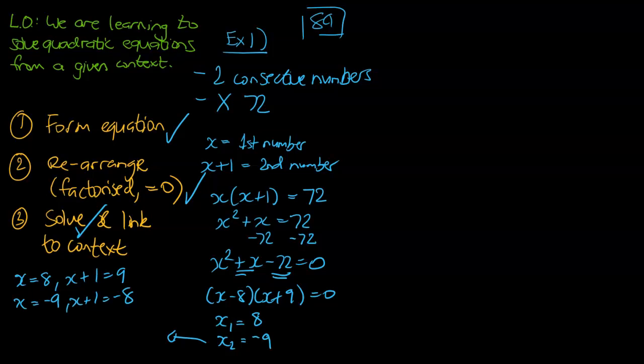So the two numbers that we're actually thinking of, there's actually two answers. So we'll say that answer number 1, 8 times 9 gets us to 72. But don't forget about answer number 2, which is going to be negative 9 times negative 8. That's also going to get us to positive 72. So that was our first example.